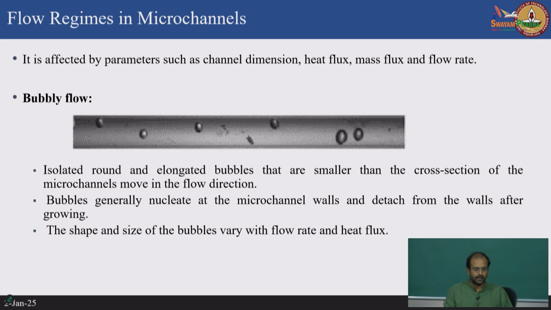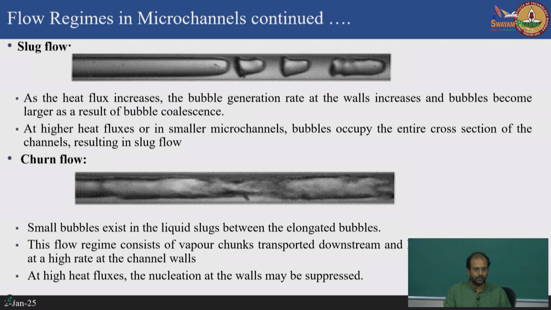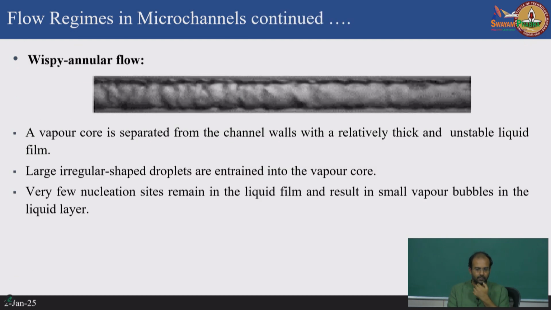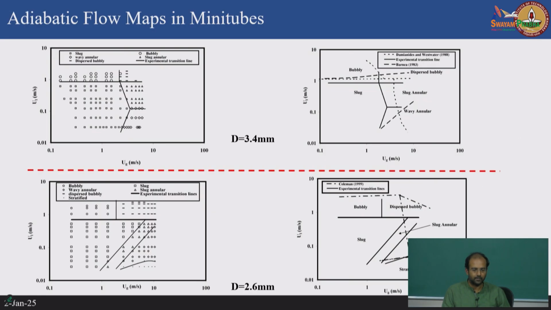As I said, bubbly flow and the others are all described in detail in this presentation. I am just going to quickly go over it. Then you have slug flow, and then you have annular flow. Within the annular flow there are some subtle differences depending on the interface between the liquid, which is an annular film, and the core, which is the vapor. There is a wispy annular flow, then there is a pure annular flow, and finally we come to these flow maps.